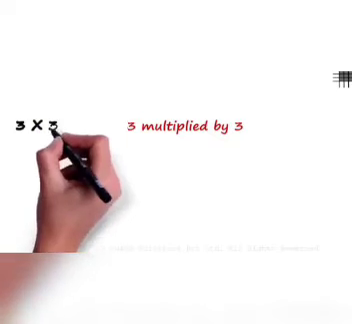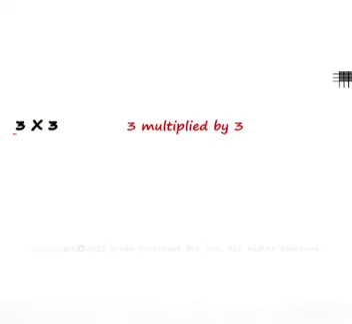You've been asked to write down 3 multiplied by 3. Remember, you haven't been asked to calculate it. So you pick up your pen and write it as 3 times 3. Here we are multiplying 3 by itself just once.